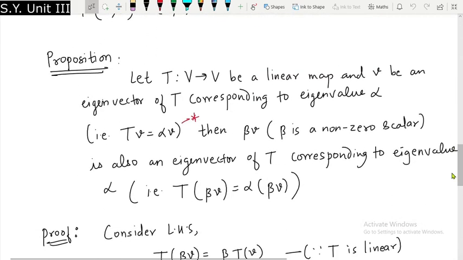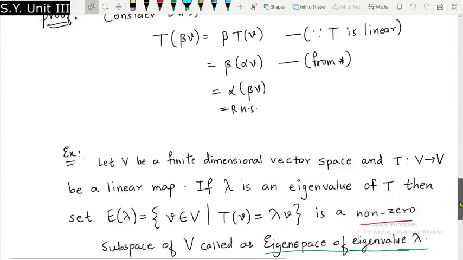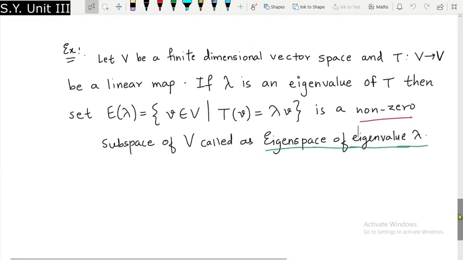Next thing is, we have also seen that if alpha is an eigenvalue and the corresponding eigenvector is v, then for a non-zero scalar k, kv is also an eigenvector corresponding to the eigenvalue alpha. This we have seen last time, and we have also seen the definition of eigenspace.